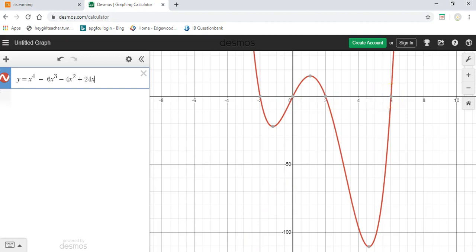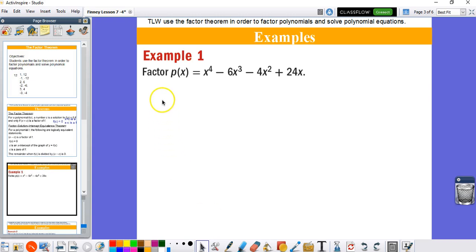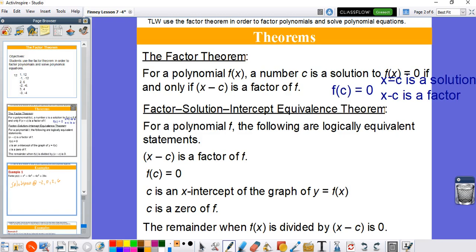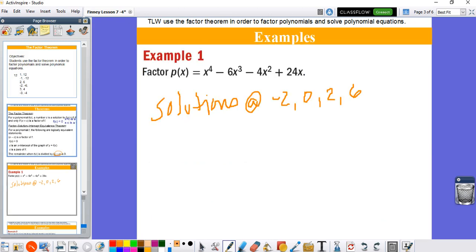So when I come back over here, I had 2, 0, -2, and 6. So I know that I have solutions at -2, 0, 2, and 6. Since those are my solutions, the factor theorem says if c is an x-intercept of the graph, then c is a 0, so that means the remainder when it's divided by this factor is 0. So there's my factor. I'm just going to work backwards. Basically it's like saying x equals -2.